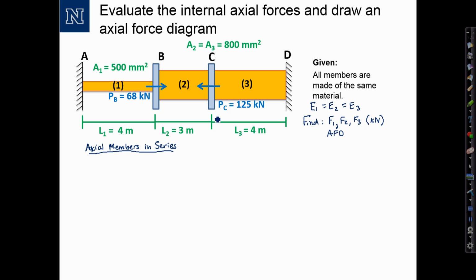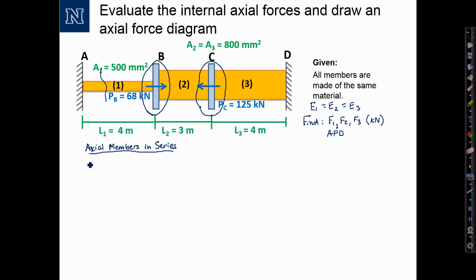And the important thing is what equilibrium equations to look at. So we could do a cut in bar 1 and do equilibrium at the end, but then we have to introduce another unknown, which is the reaction. So the most direct approach is to do equilibrium of these internal flange plates. So we'll do equilibrium of flange plate B and an equilibrium free body diagram of flange plate C.